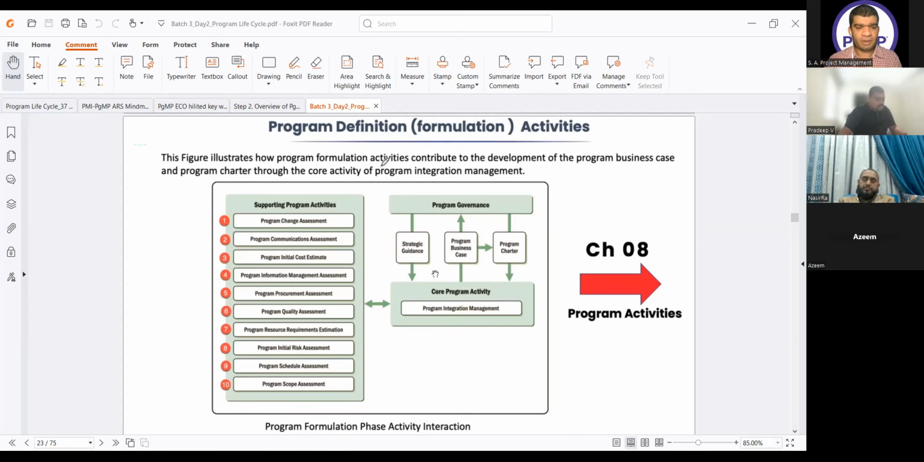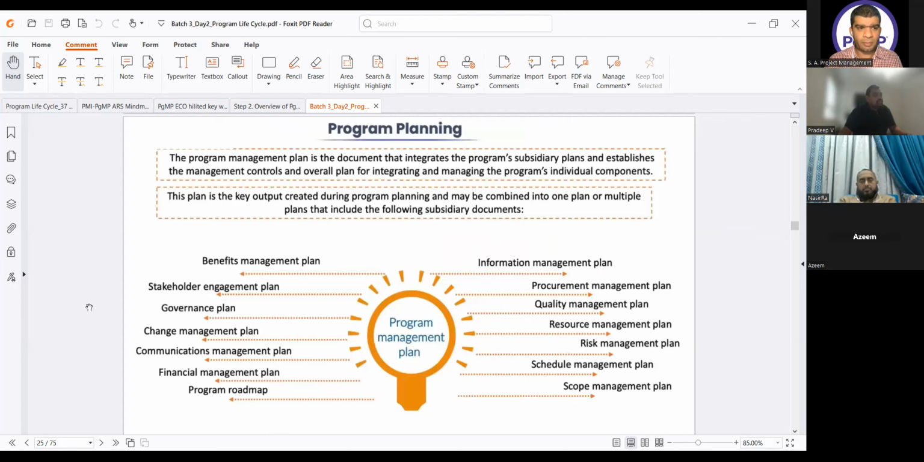Okay, okay. And then I have slide 25. Yes. So here in program planning, if you look at our magic grid, they don't have benefit management, right? Yes, in the activities we don't have benefits management, but ultimately you will see that the benefits management plan exists.